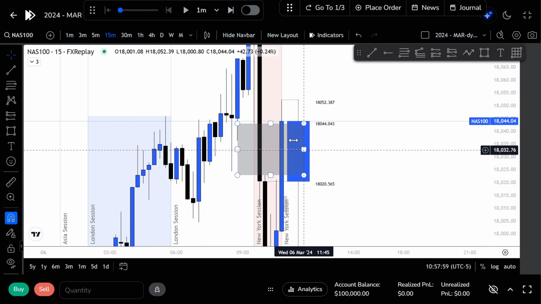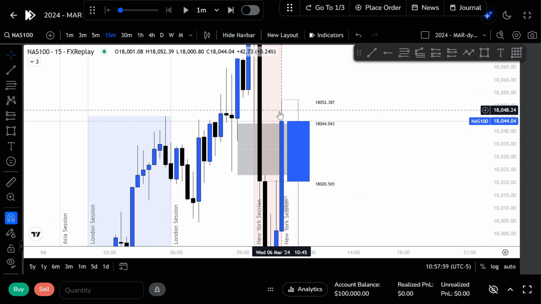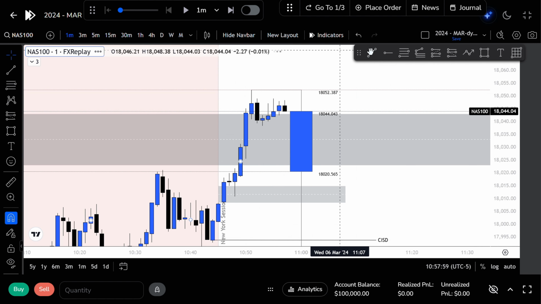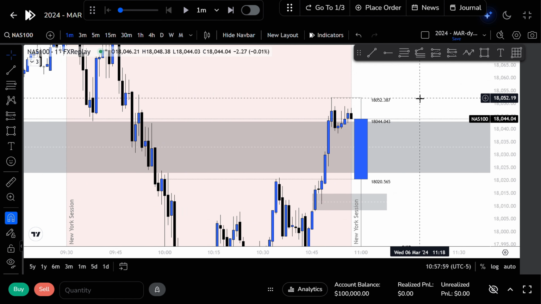Now, if price, so we have 2 minutes left, if price delivers back down a little bit, even if it's just here, the manipulation is still viable and we can still take the trade on this. So let's see what happens.